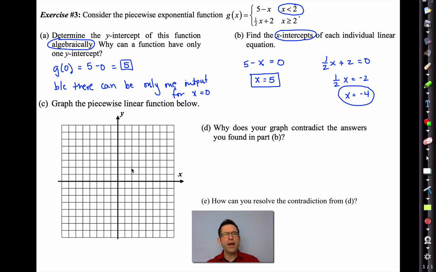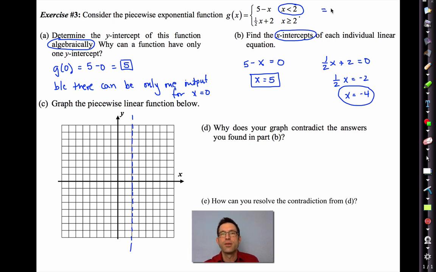Letter C, graph the piecewise linear function below. All right, well, one thing I'm going to do, I know this is going to sound strange, a little vertical line at x equals 2, because that's where we switch over. Now, I'm not going to create a table of values personally. I'm just going to graph these two lines.